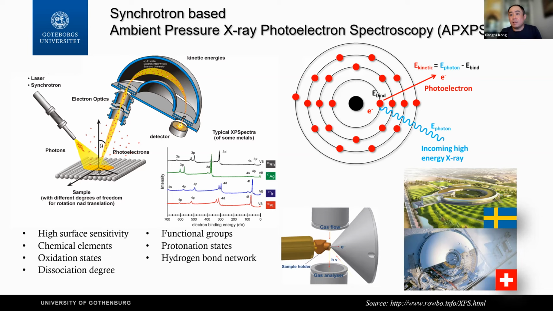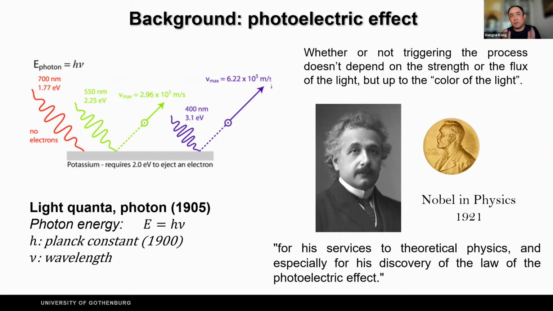And these are two examples of the synchrotrons I'm mainly working with. One is MAX IV in Lund in Sweden, and the other is the Swiss Light Source at PSI in Switzerland. And I want to very briefly show you the background of this method. Briefly, the principle is the photoelectric effect described by Einstein. So we have the photon in and the electrons out, and we compare the energy difference of these two quantities, right?